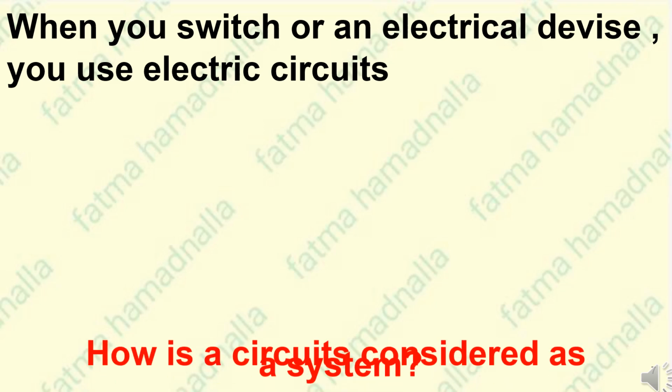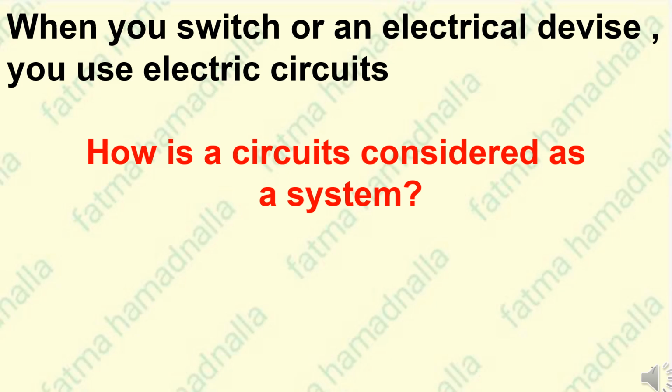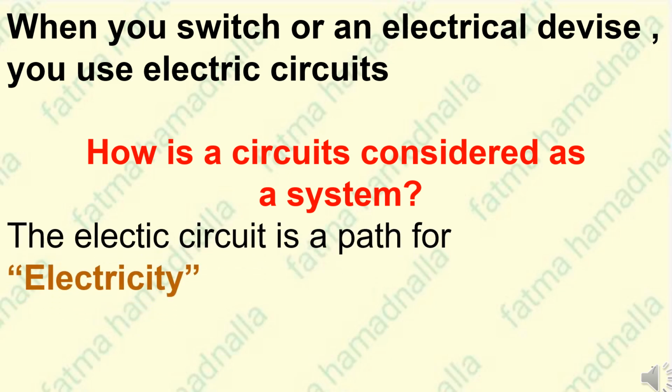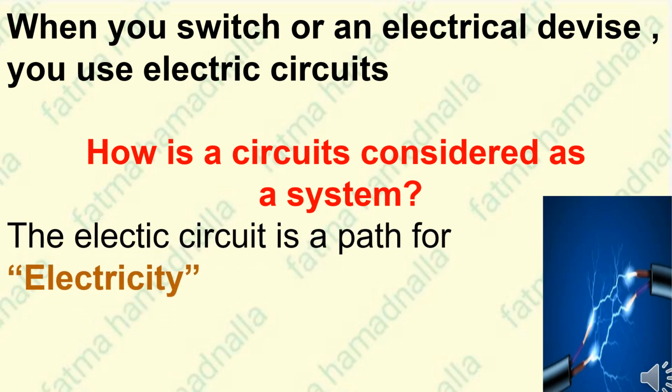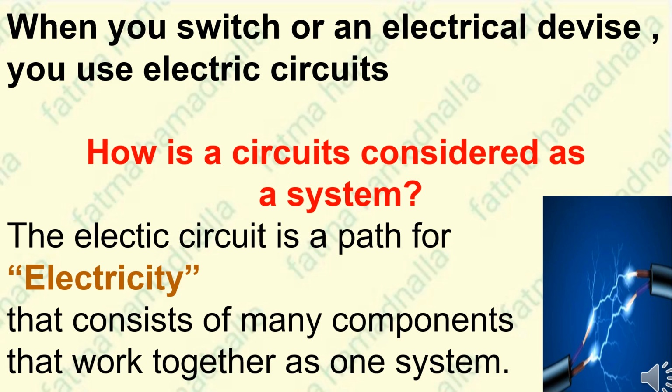When you switch on an electrical device, you are using an electric circuit. But how is a circuit considered a system? An electric circuit is a path for electricity that consists of many components, such as wires, switches, and power sources. We will talk about them later in detail. Okay? These all work together as one system.